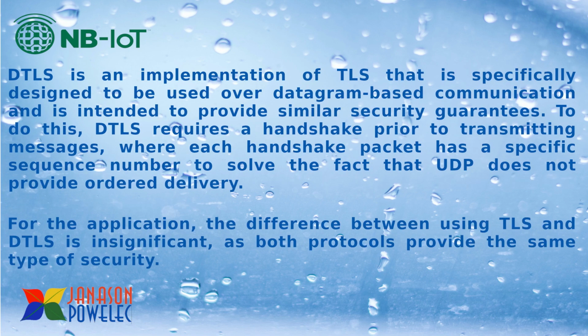DTLS is an implementation of TLS that is specifically designed to be used over datagram based communication and is intended to provide similar security guarantees. To do this, DTLS requires a handshake prior to transmitting messages, where each handshake packet has a specific sequence number to solve the fact that UDP does not provide ordered delivery. For the application, the difference between using TLS and DTLS is insignificant, as both protocols provide the same type of security.